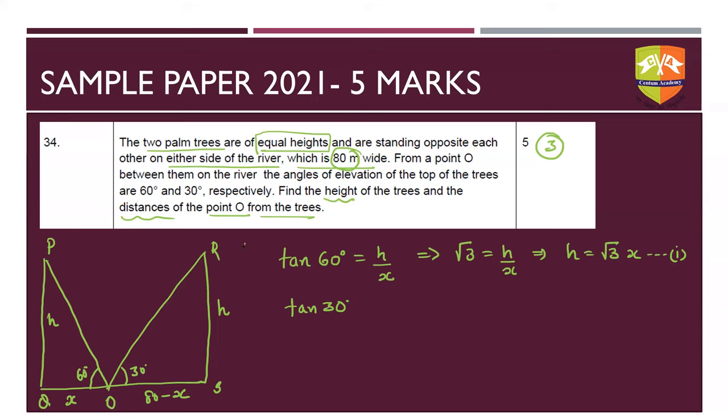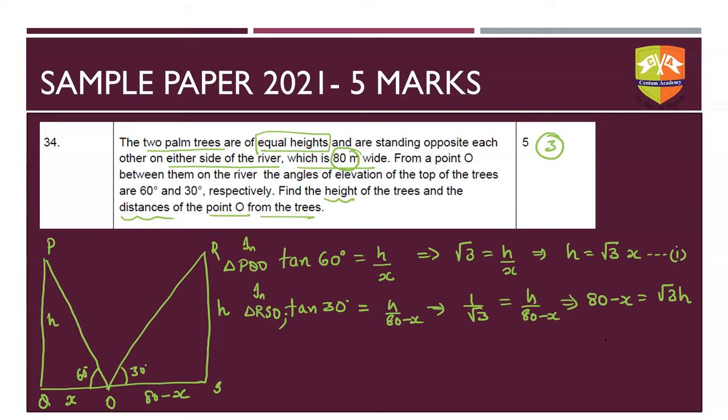So tan 30 degrees. It is always good to write in triangle PQO. And then here in triangle RSO, tan 30 degrees. Please write wider space over there with lots of space between two letters. I don't have much space here, hence I am writing it in a very compact manner. So tan 30 is clearly H upon 80 minus X. So this implies 1 upon root 3 is equal to H upon 80 minus X. This implies 80 minus X is equal to root 3H.